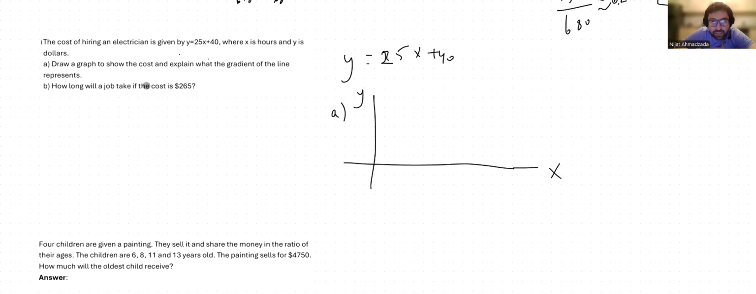Since this is a linear function, what is a linear function? Whenever we have just x to the power of 1 or x to the power of 0. What is x to the power of 0? Something like y equals 5, because it's the same thing as y equals 5 times x to the power of 0, because power of 0 is the same thing as 1. So whenever the x power is 1 or 0, we know that the function is linear. A linear function means that the graph will look like a straight line.